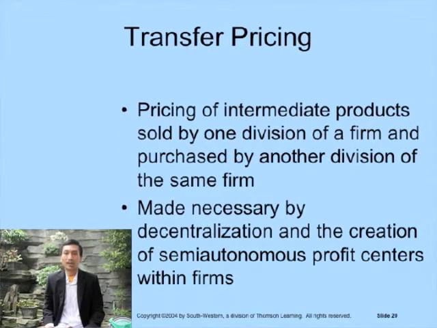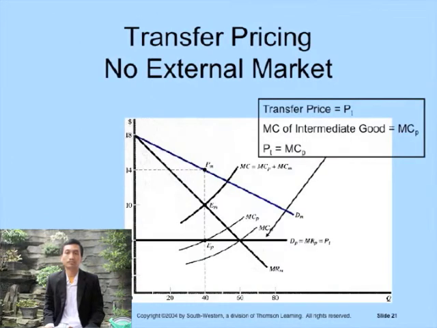Next, we discuss transfer pricing. Transfer pricing is pricing of intermediate products sold by one division of a firm and purchased by another division of the same firm. It was made necessary by decentralization and the creation of semi-autonomous profit centers within firms. This is the example of transfer pricing with no external market. When there is no external market for the intermediate products, the production division can sell only internally to the marketing division.